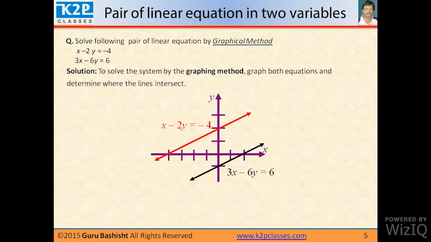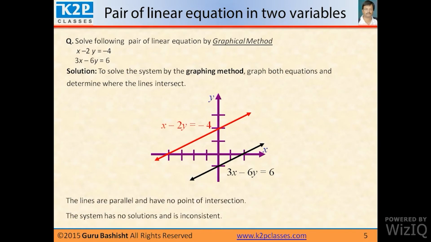So how do we find out if a given system of linear equations is consistent or inconsistent? Through the graph, if both lines are parallel, then they are inconsistent.